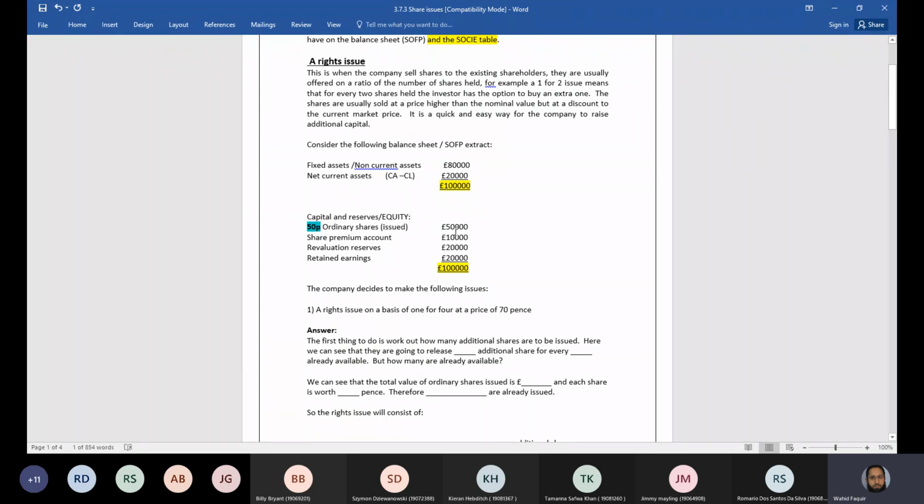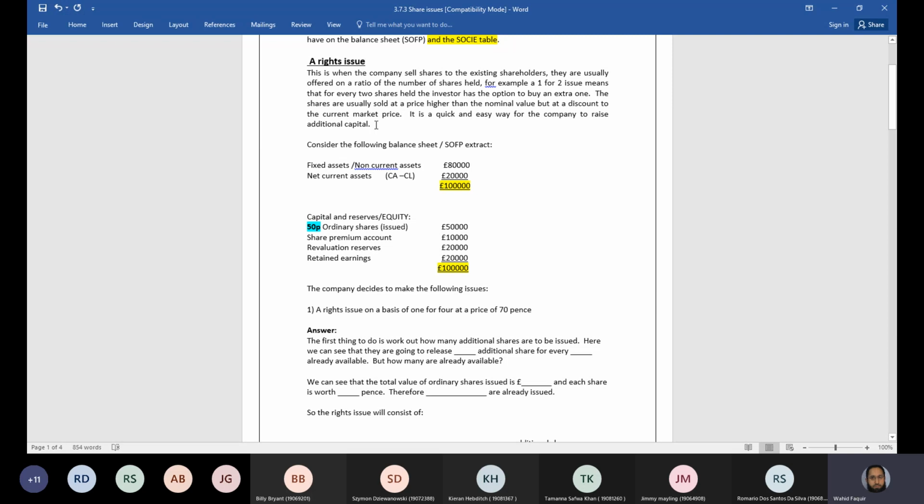You can only include 50p in there, i.e. if you sell 100 shares, you times it by 50p. If you sell 1,000,000 shares, you times it by 50p. Even if you've sold them for 70p. In fact, this example is 70p. Right, let's have a look then. A rights issue on a basis of 1 for 4 at a price of 70. Okay, what the hell does that mean, first of all?